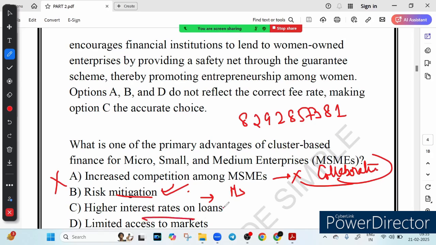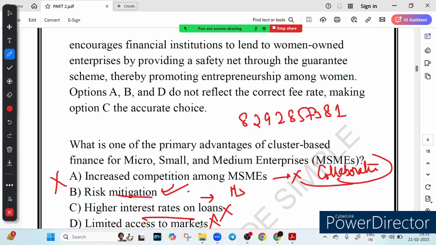Option C, higher interest rate on loan. This is wrong, because in reality, cluster based finance often helps MSMEs get better loan terms and sometimes even lower interest rates. समझ में आया? और ऑप्शन डी कह रहा है कि लिमिटेड एक्सेस टू मार्केट. This is also wrong, because the opposite is true. MSMEs in a cluster often have better market access because they can collectively negotiate with buyers and suppliers.